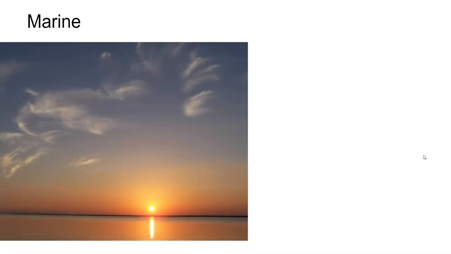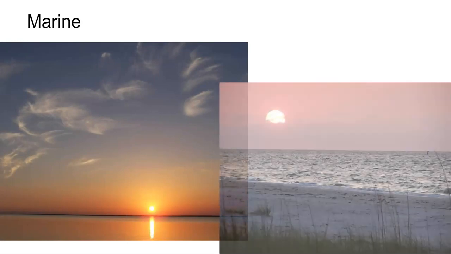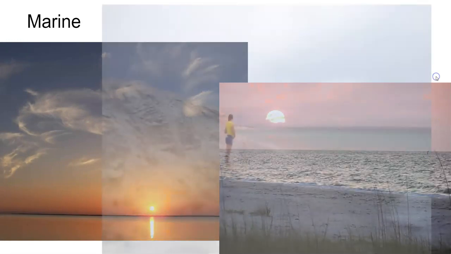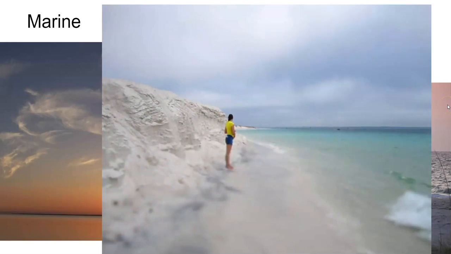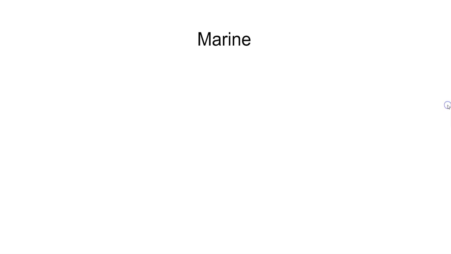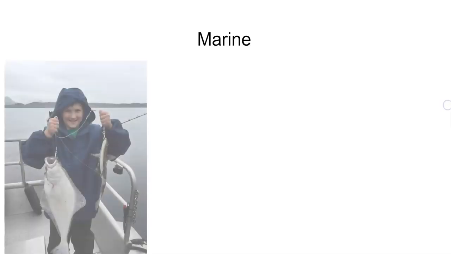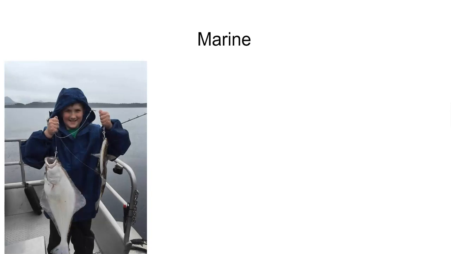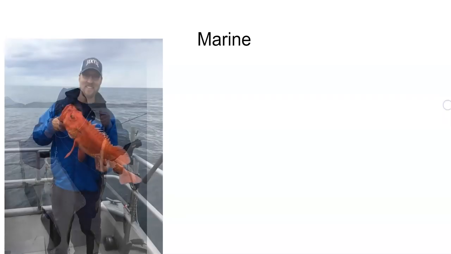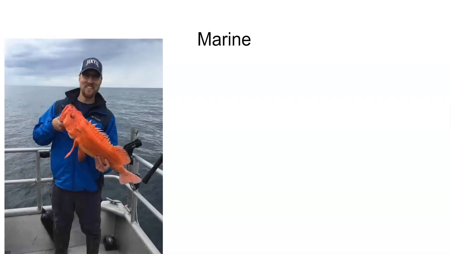Some more marine pictures. These are from Florida. So again, marine is our oceans. And so this would be either the Gulf of Mexico or the Atlantic Ocean. And here are some Pacific Ocean. That's my nephew Peyton. He caught a halibut. So halibut is another type of animal in the marine. There's Mr. Redding with a rockfish, I believe. I could be wrong on that.